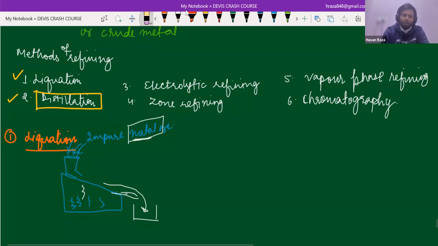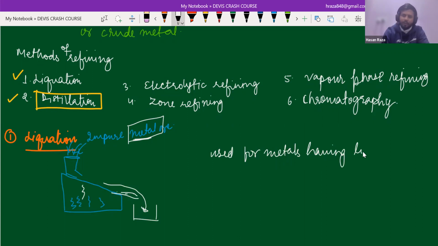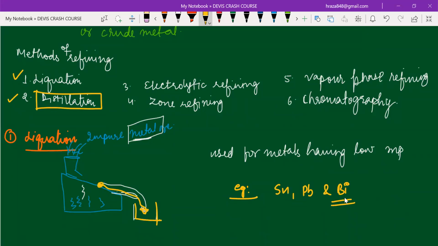Generally, we do it for low melting point. So basically, this method is used for metals having low melting point. What does this mean? If a metal has a low melting point, it will melt down and go into this container, and you will get pure metal. As for example, we do it for tin, lead, and bismuth. Got it?